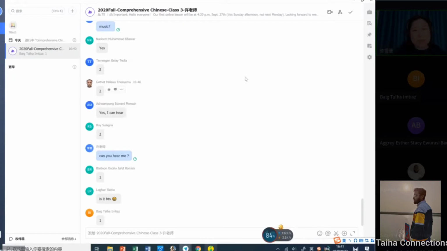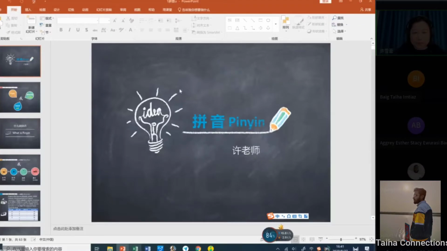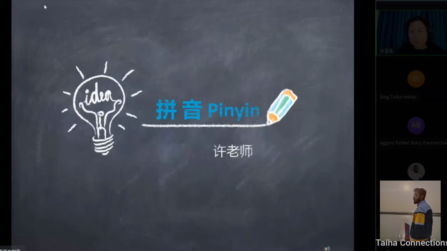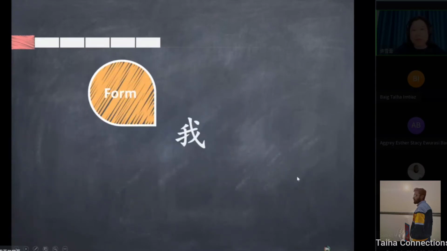Now, even if some of you have learned Chinese or pinyin before, according to the curriculum we need to start from zero, from pinyin. So today we're going to start learning pinyin first. 好，同学们，我们来学拼音。拼音是什么？Before we start, we should learn something about the Chinese language.